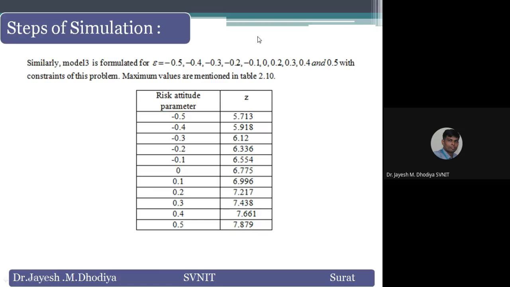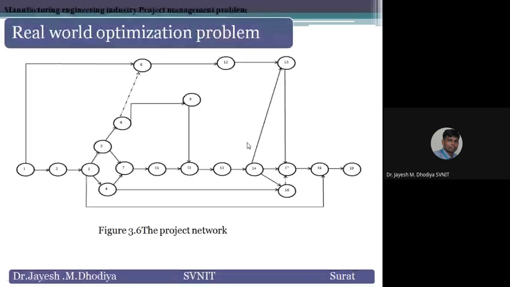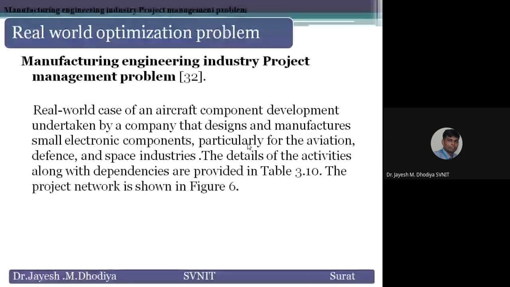Now I am just trying to discuss one more problem. This will take 2 to 3 minutes. It is a manufacturing engineering industry project management problem. When a manufacturing industry manufactures some product, they have a fixed schedule. From this fixed schedule, with minimum time, minimum cost, maximum quality, and minimum risk, they have to produce the item.